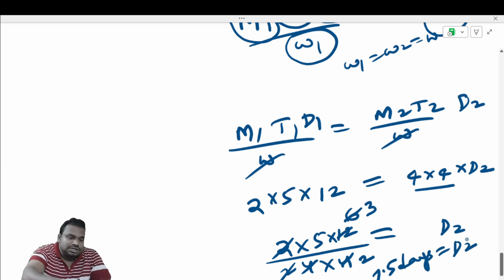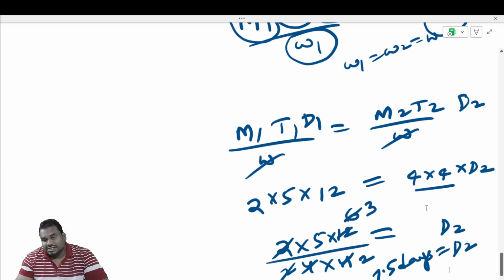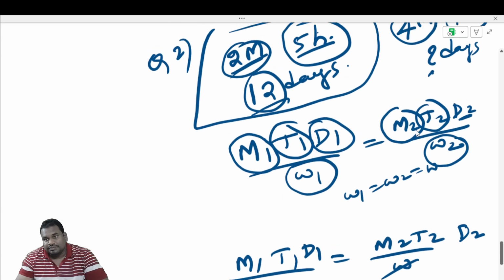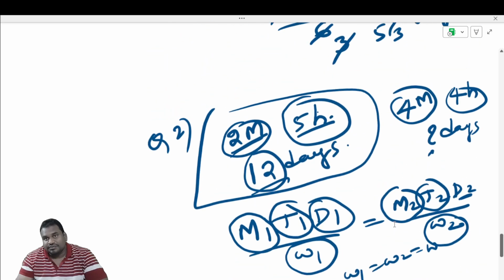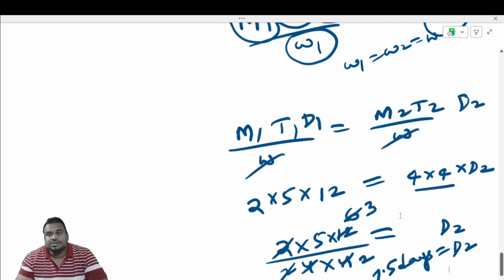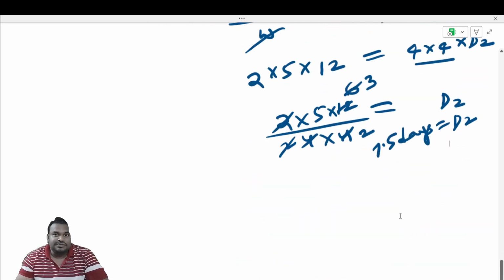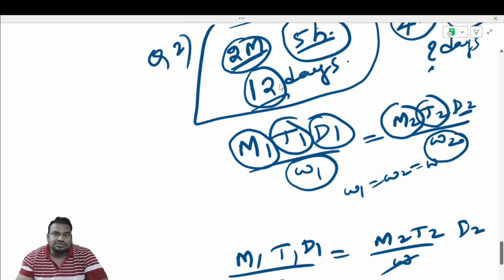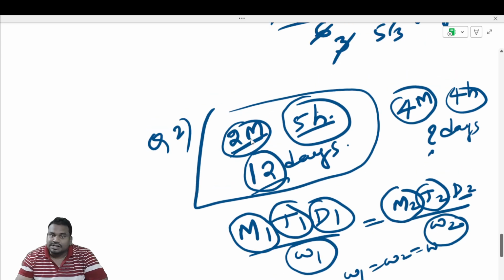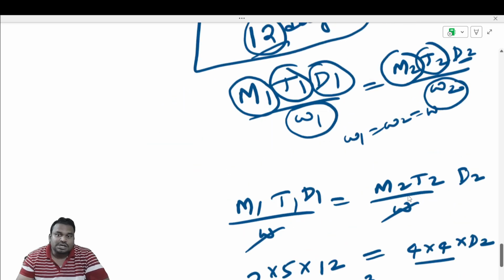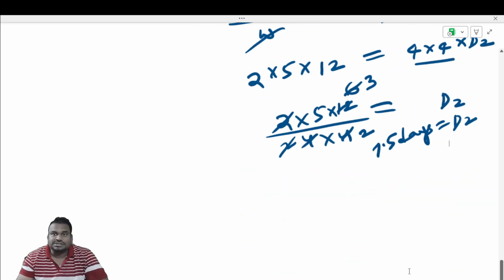So it means the number of days taken by 4 men working 4 hours a day is 7.5 days. It is lesser than 12 days because the number of people increased here. Even though 1 hour is decreased, it doesn't matter because the number of people, the strength, is more. So they take less time to finish the work. Now this is one case over, and then there is another case.